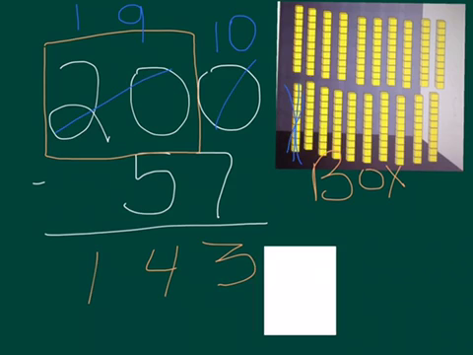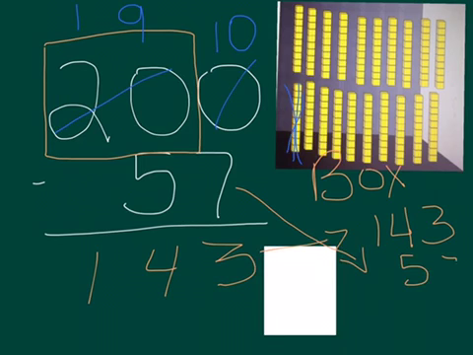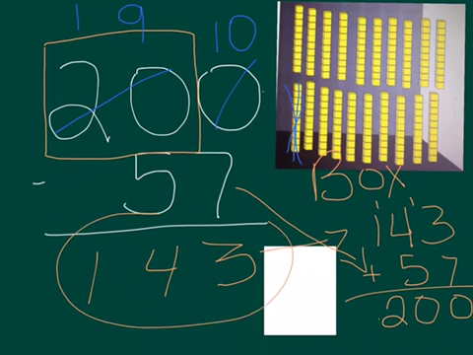And I always check by adding to make sure I got the correct answer. 143 plus 57. 3 plus 7 is 10. Regroup my tens. 1 plus 4 plus 5 is 10. Regroup my hundreds. 1 plus 1 is 2. I ended up with 200. I started with 200. So 143 is the correct answer.